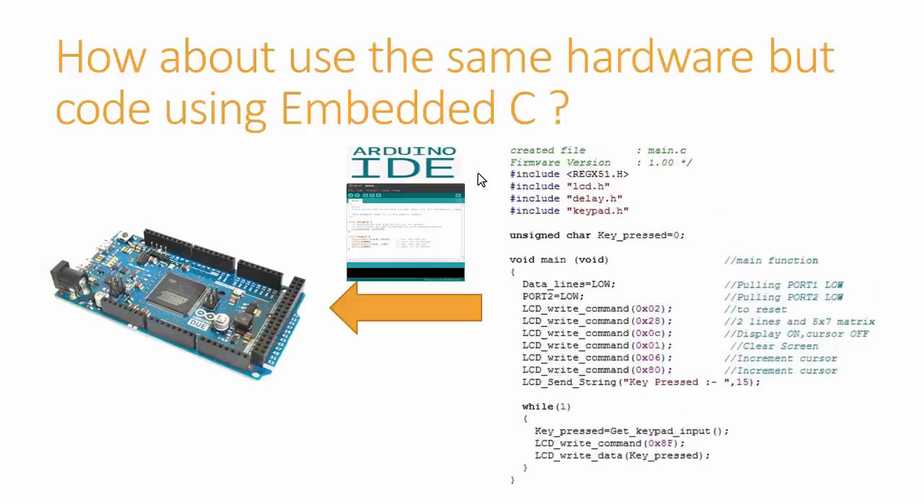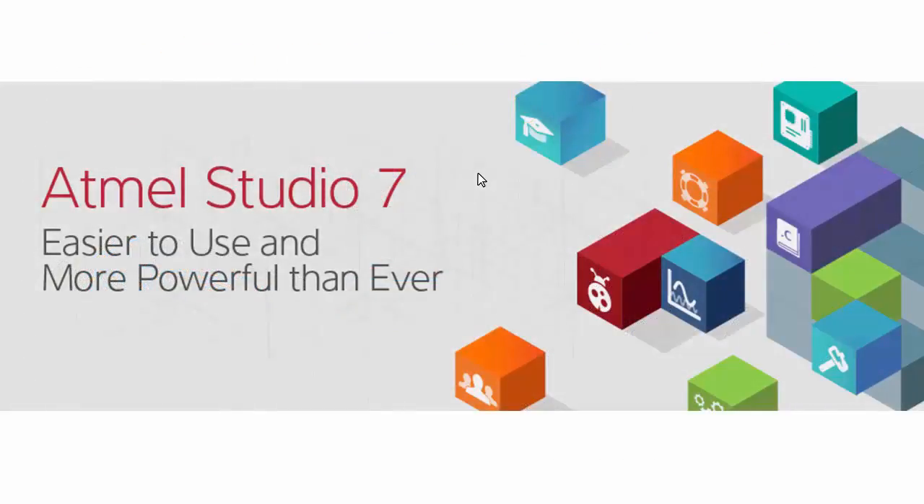How about using the same hardware, that is whatever Arduino boards you have, but still code using embedded C? Then the Arduino IDE is not a good choice for this, and it is not at all suitable. So you have to switch to some other IDE which is designed for that purpose. So one among them is Atmel Studio.